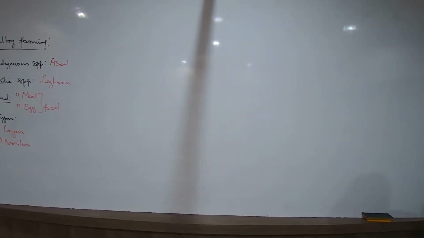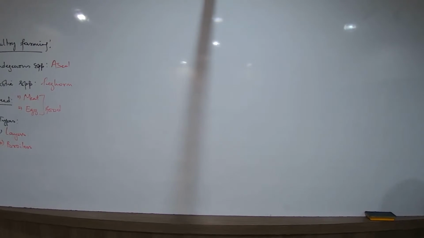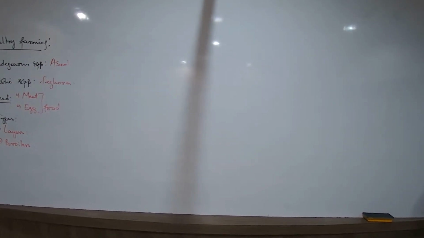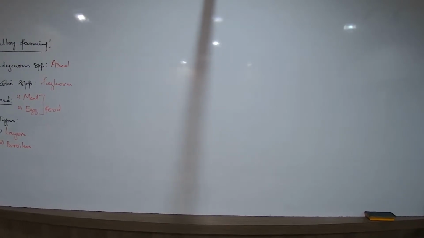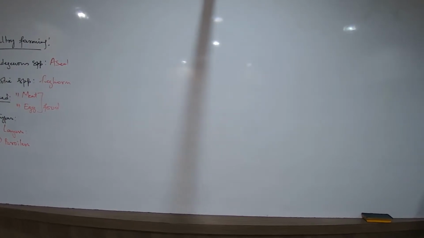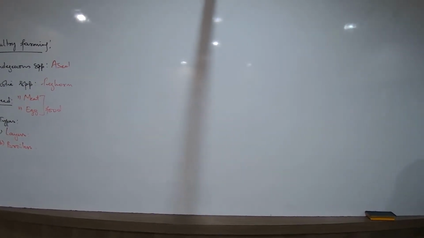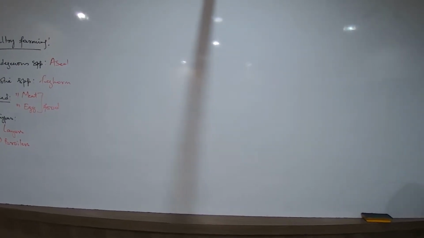So ration, underline. This fourth point is very, very important. What is ration? Daily food requirements for the bird. The daily food requirement of the bird, of the poultry, is known as ration. Take a note. I will give you answers to write. What is ration? Ration is the daily food requirement for the poultry.